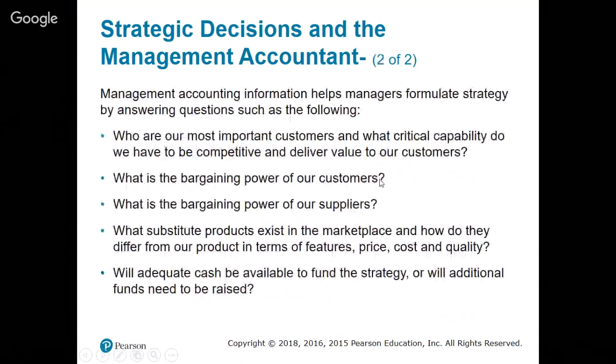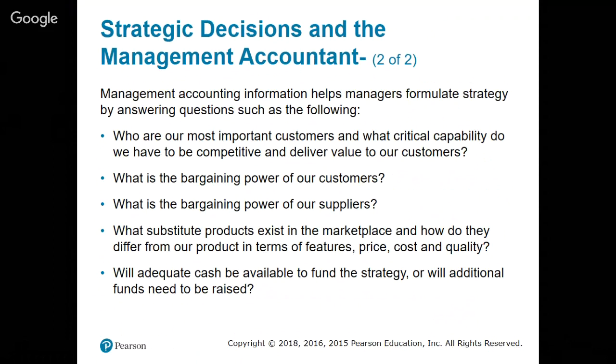Management accounting information helps managers formulate strategies by answering questions such as the following. So when a manager is looking at this information: who are the most important customers and what critical capability do we have to be competitive and deliver value to our customers? So we're looking at our customers. Who are our customers? What do they want? And how do we fulfill those wants and needs?